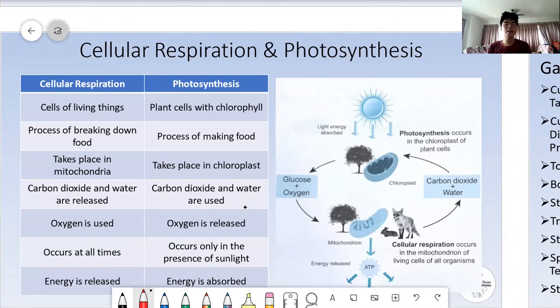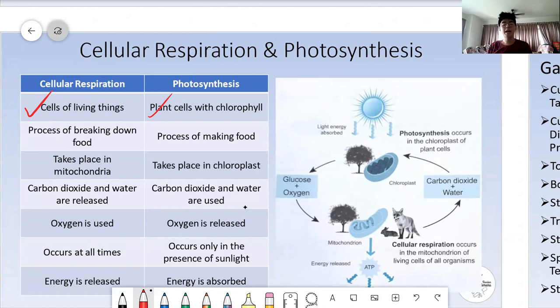Cellular respiration happens in the cell of the living thing. All cells will carry out respiration. But photosynthesis only happens in the plant cell with the chlorophyll because the plant cell has the chloroplast. Cellular respiration is to break down the food. That's why you eat the food, being broken down to release energy. So that is respiration. Photosynthesis, you take the energy from the sun, you take the water, you take the carbon dioxide, and you make your own food. So it is the process of making food.